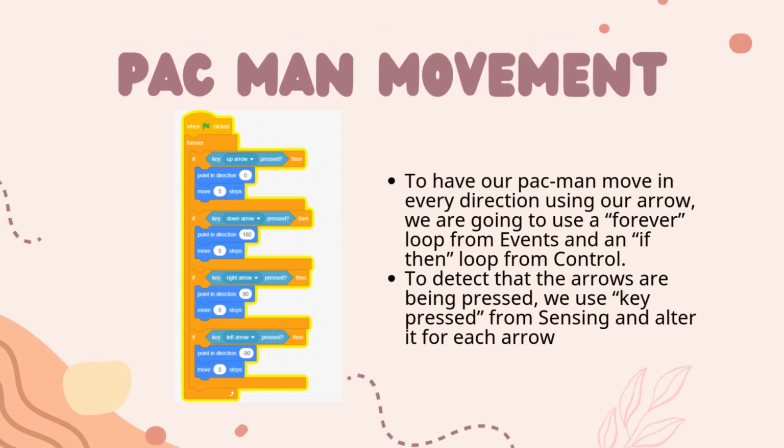Now let's have our Pac-Man move around our maze with the help of our arrow keys. Make sure you're in the Pac-Man code because our Pac-Man is the one we move. To do this, grab when green flag clicked from Events and grab if then from Control. Use key pressed from Sensing to detect which key is being pressed. Grab point in direction from Motion and change it to the value in which you want the Pac-Man to move according to the arrow that is being clicked. Then grab move 10 steps from Motion and change it to 5. Snap all the blocks together.